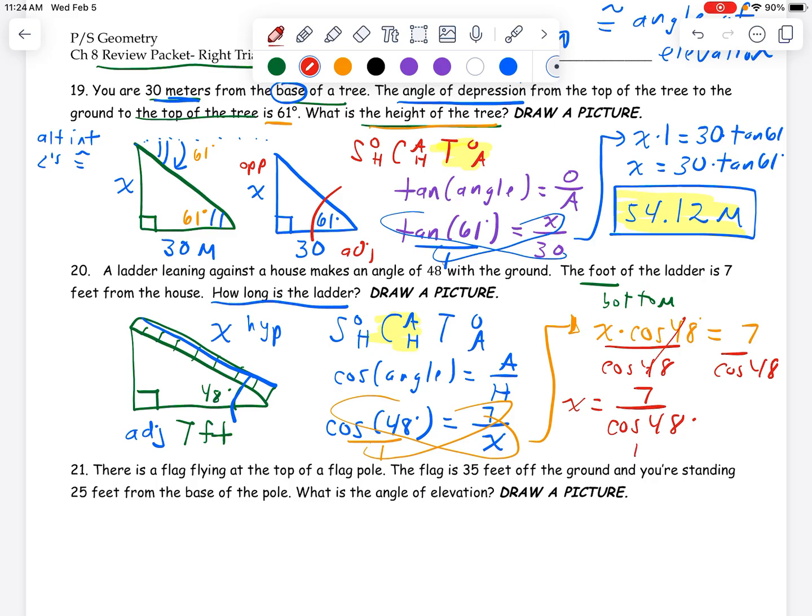You would get 10.46, and we're finding a side length in feet. So 10.46 feet is the answer for the length of the ladder.